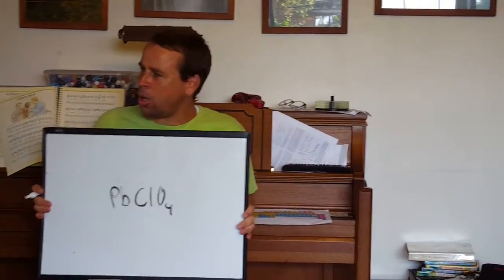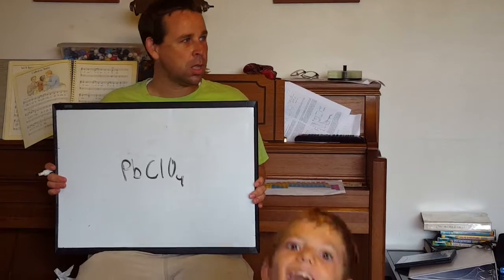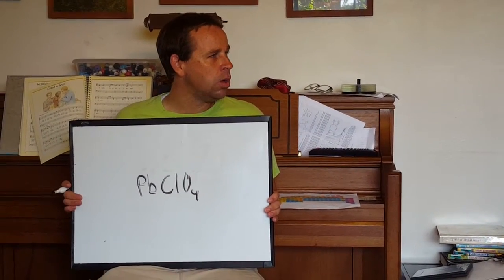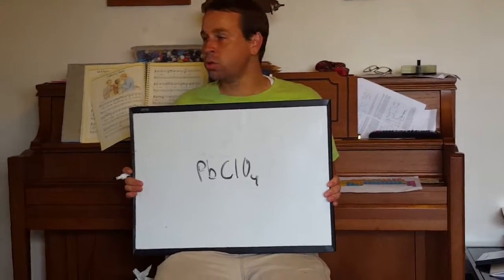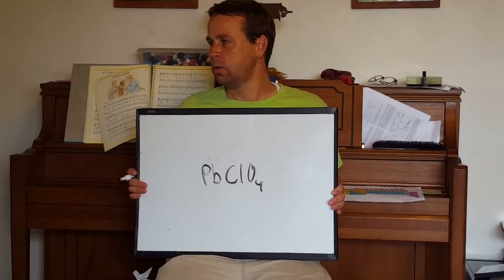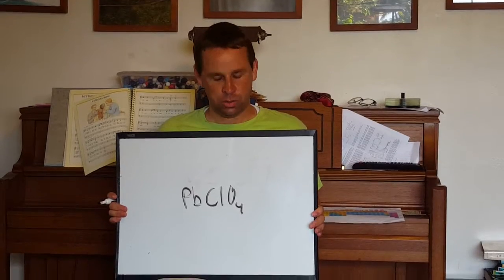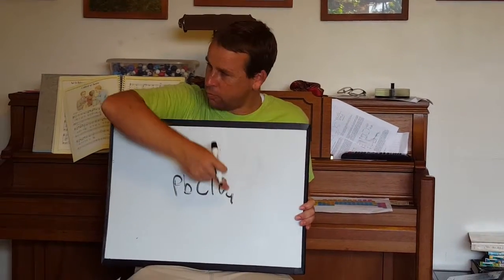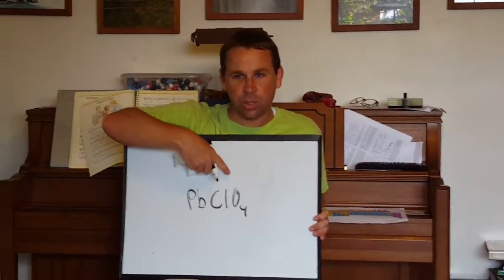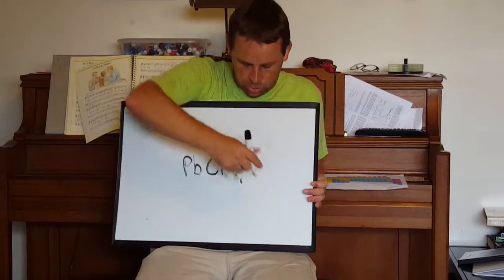Here it is. Soluble or insoluble? It is soluble. How do you know? Because it's in the soluble rules. Rule 2. What's rule 2 say? All salts containing NH4 plus, NO3, ClO4, and so on are soluble. So rule 2 says that perchlorates, ClO4 minus, are soluble.